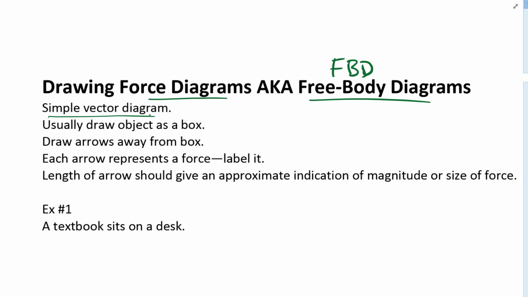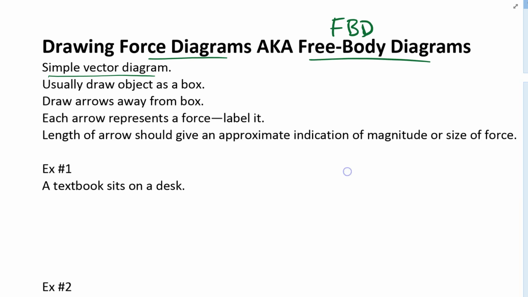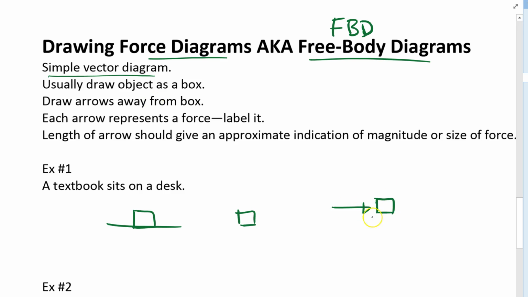And we usually just draw an object as a box. So here's a textbook sitting on a desk. You could draw a version that kind of looks like it, or you could just draw it really, really simple and just have a box. And then you draw the arrows away from the box, okay? So even if I said I'm pushing the box from the left, that's not what the free body diagram would look like. You'd draw the arrow from the box going away from it.